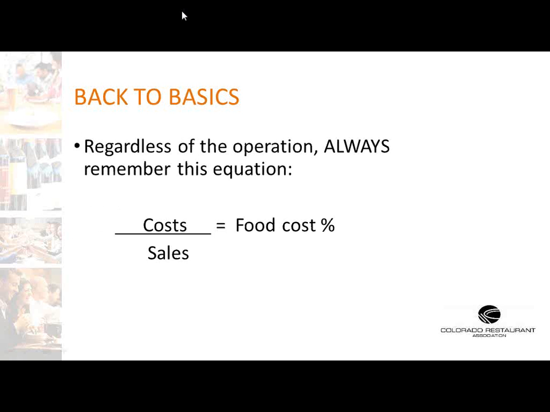Very good. Here's an equation: cost over sales equals percentage. This can be food cost over food sales is food cost percentage. It could be beverage cost over beverage sales is beverage cost percentage. It could be labor cost over total sales equals labor cost percentage. So, the very simple formula, but really what we're trying to determine is what is the relationship between the cost of goods sold and the sales those goods generated.